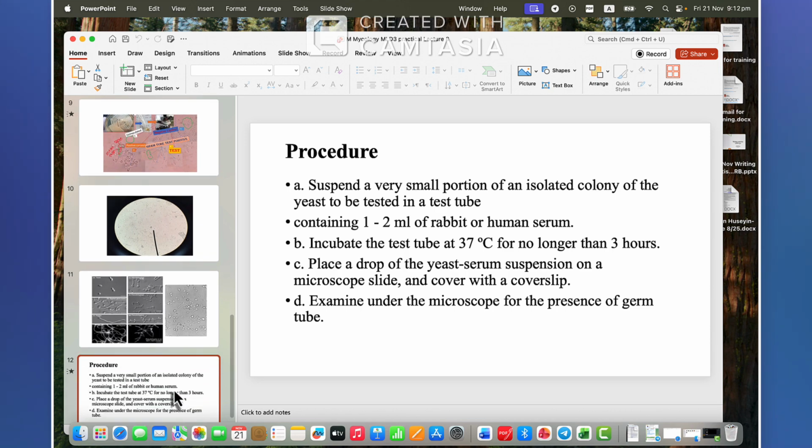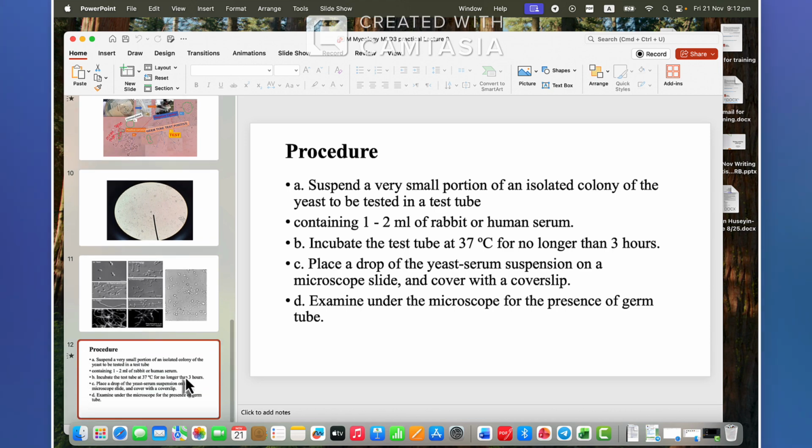This is about the procedure. Of course, it's very easy. I'm going to show you the video. You will find the video of the sample procedure, and then how it will appear under the microscope.